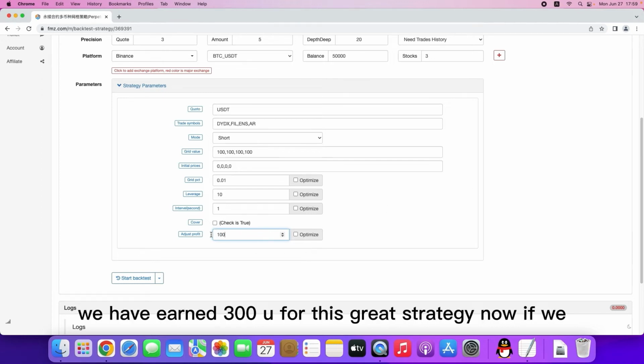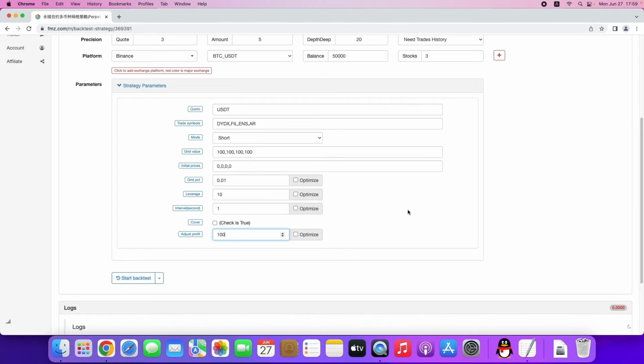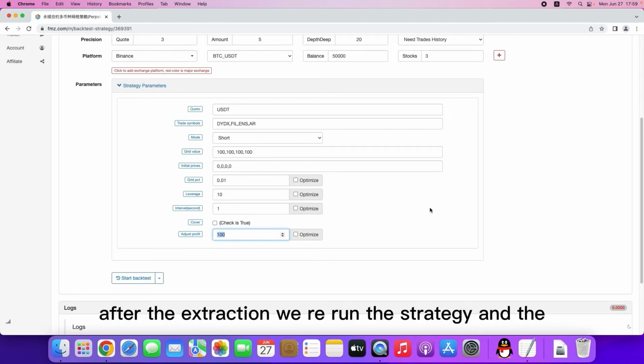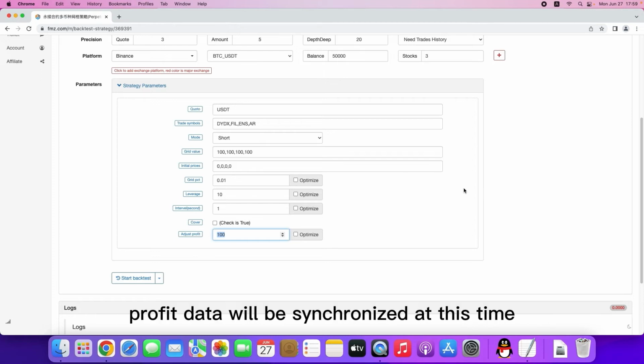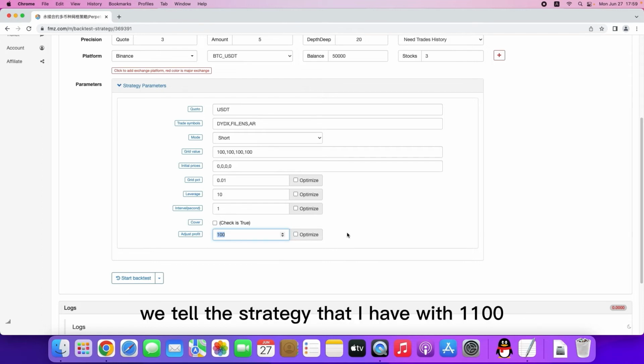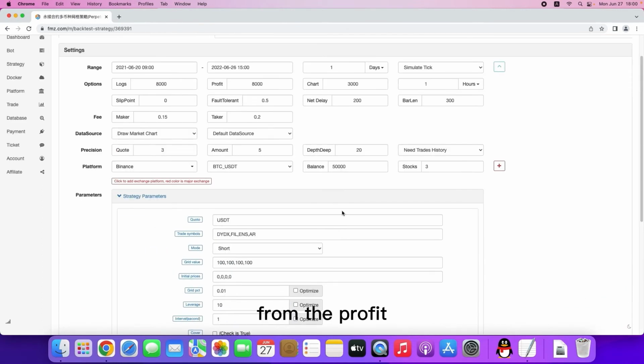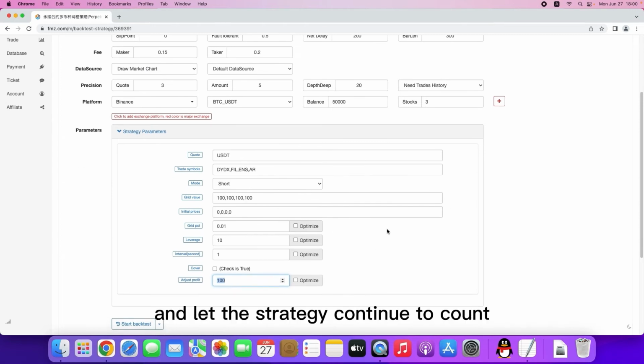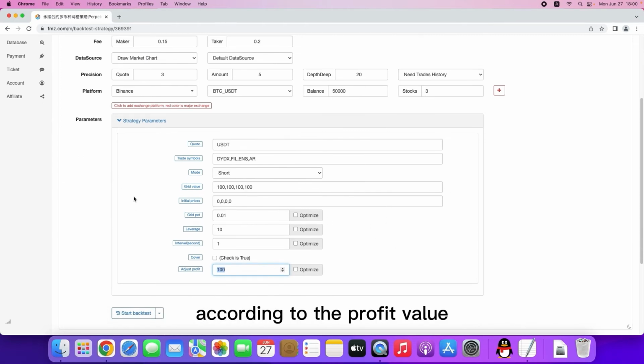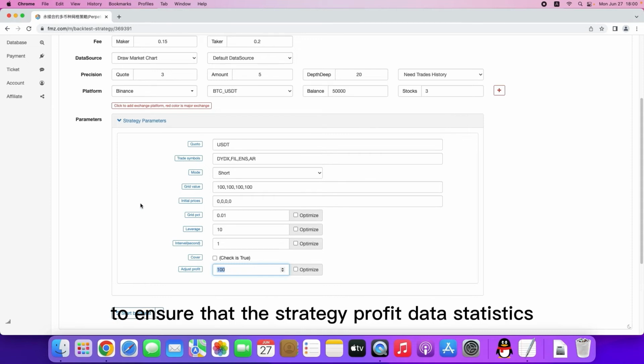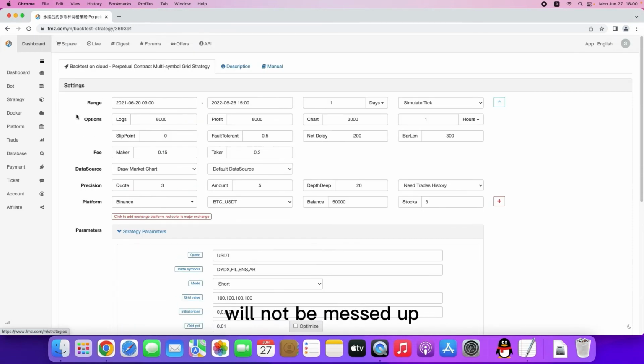For example, we have earned 300U for this grid strategy now. If we want to extract 100U, we can set this parameter as 100. After the extraction, we run the strategy, and the profit data will be synchronized at this time. In other words, we tell the strategy that I have withdrawn 100U from the profit, and let the strategy continue to count according to the profit value, to ensure that the strategy profit data statistics will not be messed up.